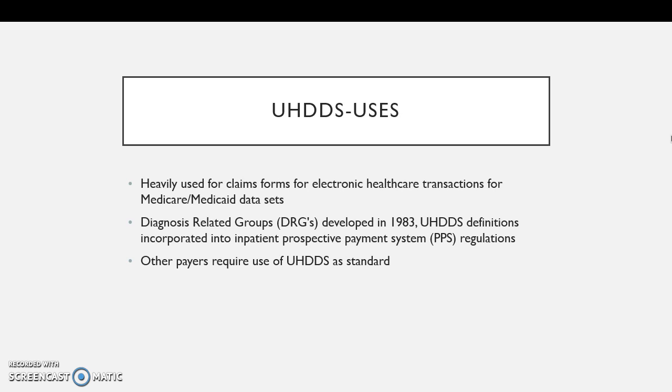So what is UHDDS used for? It is heavily used for claims forms for electronic healthcare transactions for use of Medicare and Medicaid datasets. In 1983, when diagnosis-related groups, or DRGs, were developed, UHDDS definitions were incorporated into inpatient prospective payment system regulations. And other payers do require the use of UHDDS as the standard.